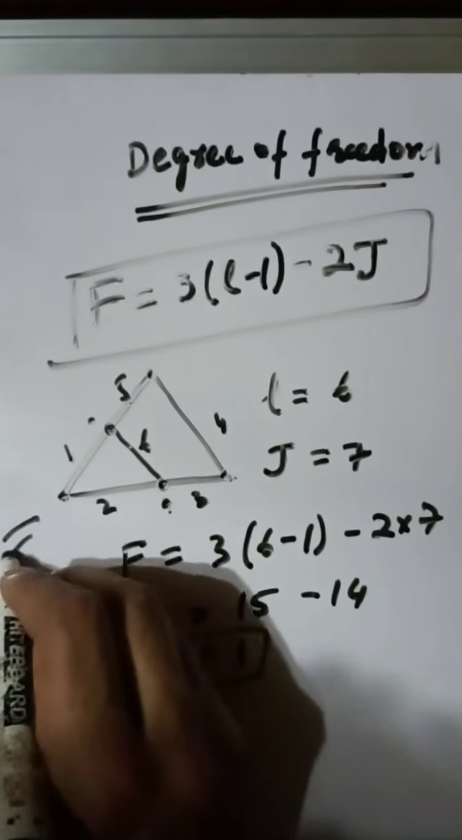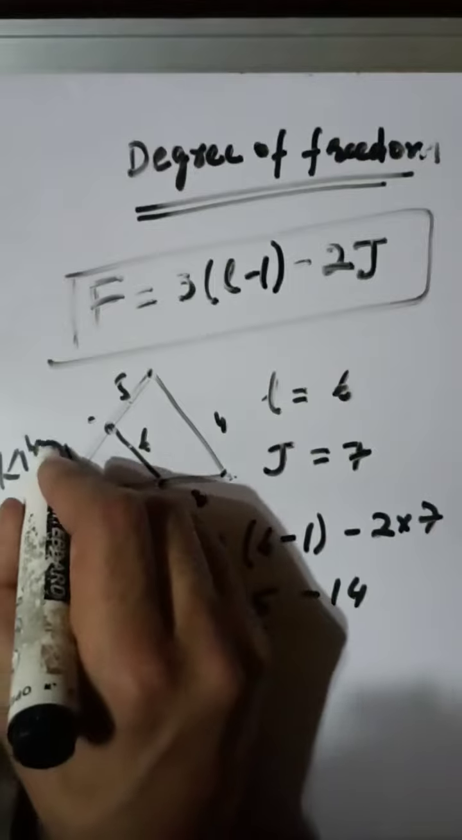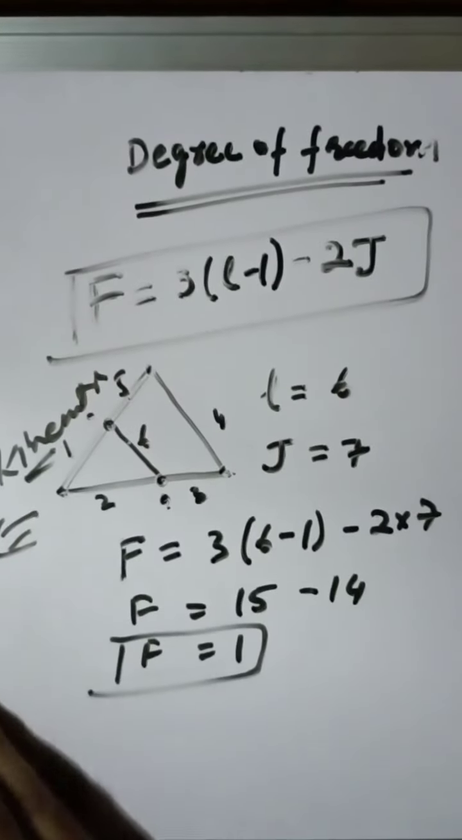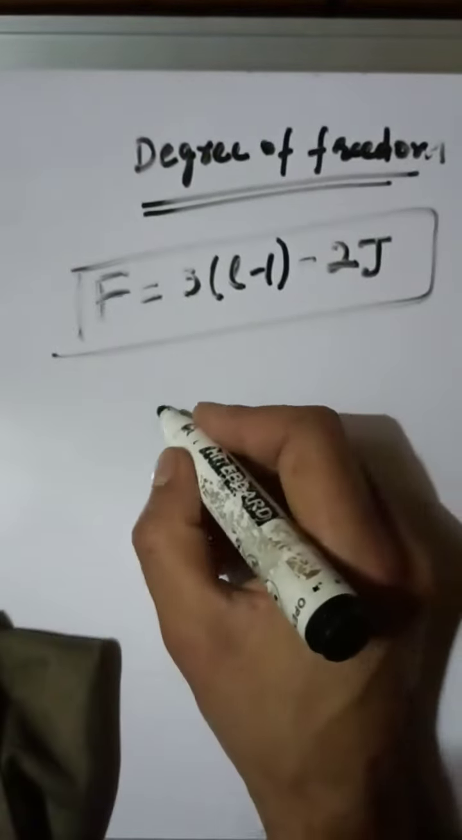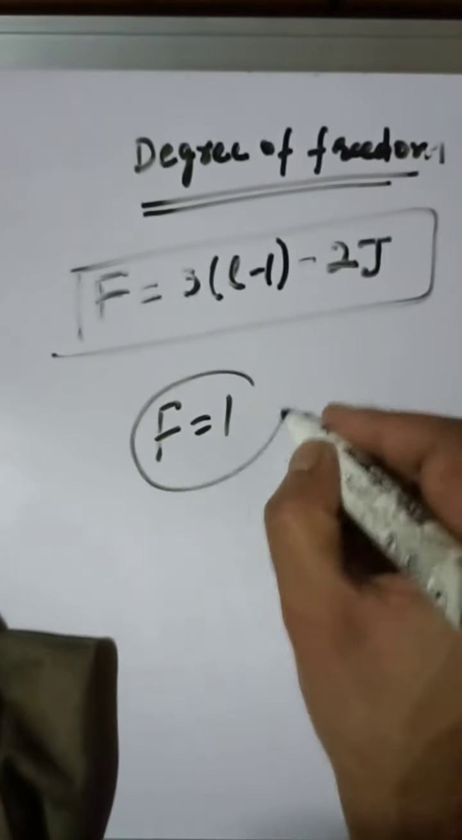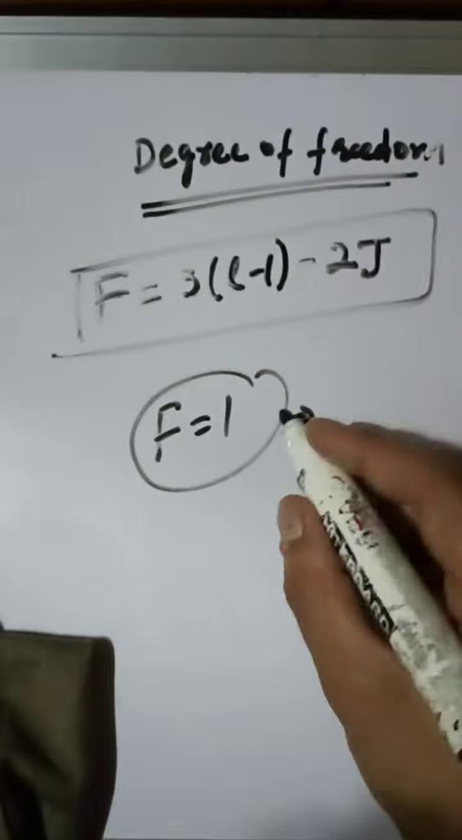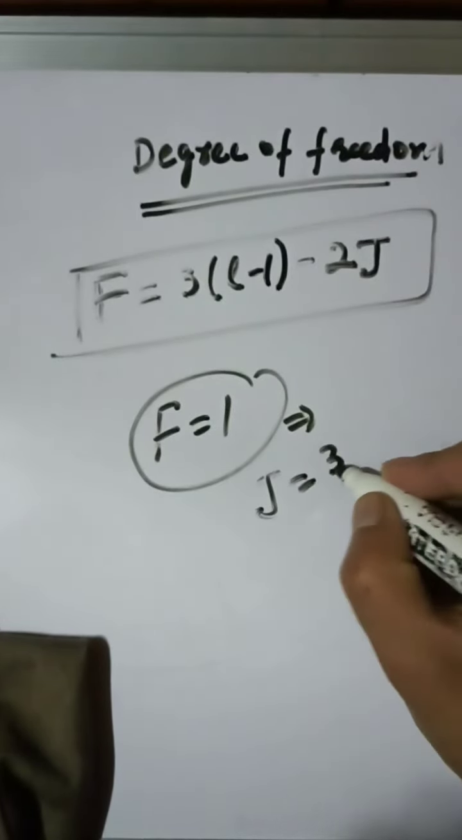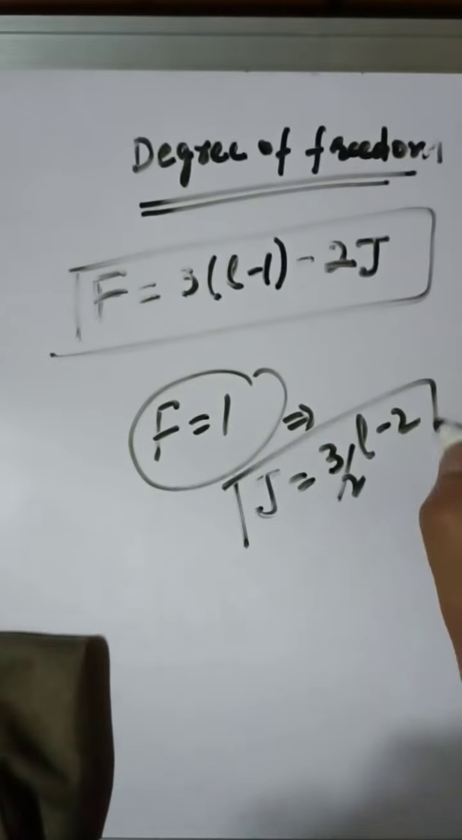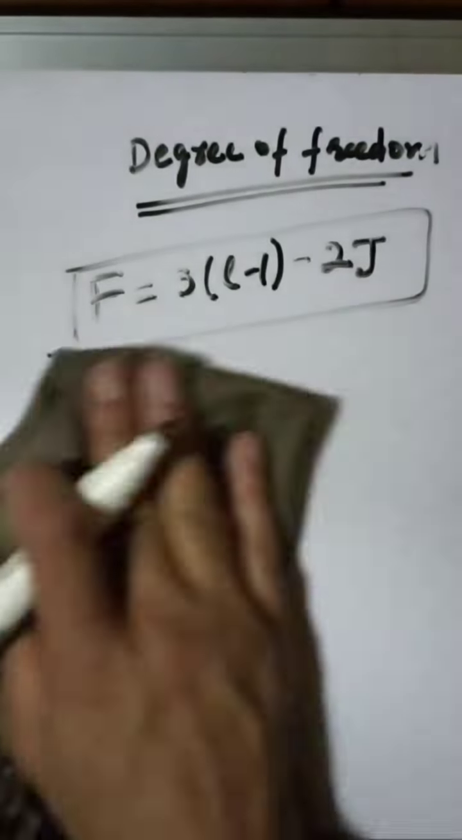So it will be a kinematic chain. So this case is the kinematic chain case. Okay, and if degree of freedom is equal to 1, then I already told you in the previous lecture that J is equal to 3/2 L minus 2, and this satisfies both of these. Okay, for the kinematic chain.